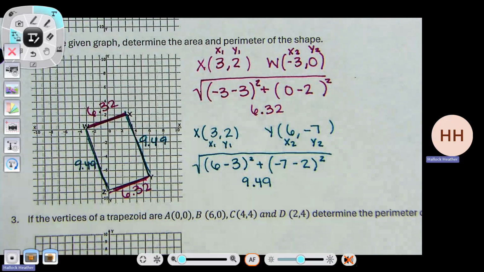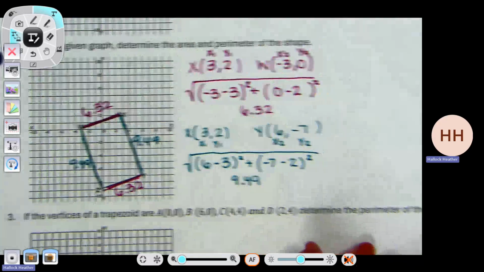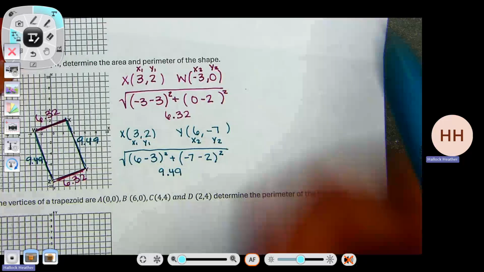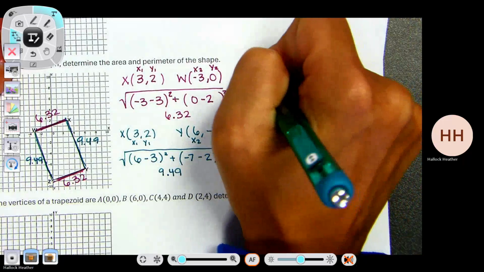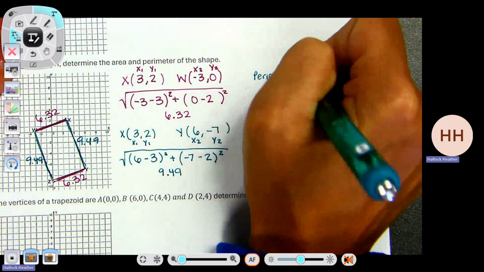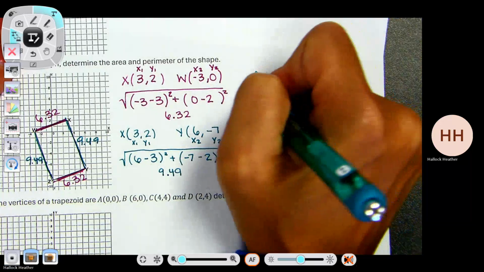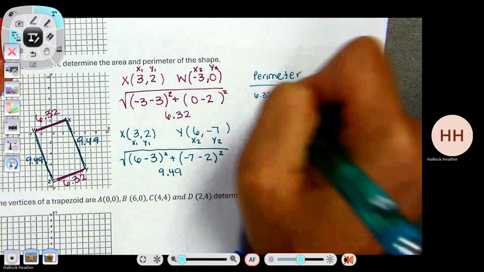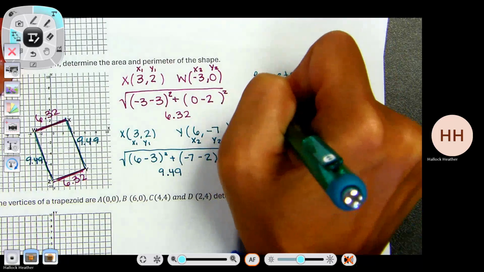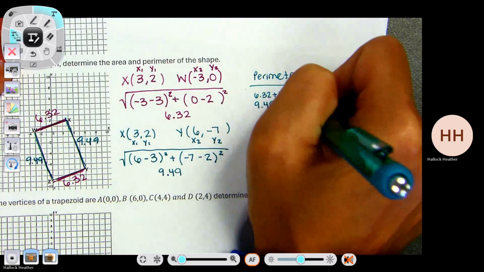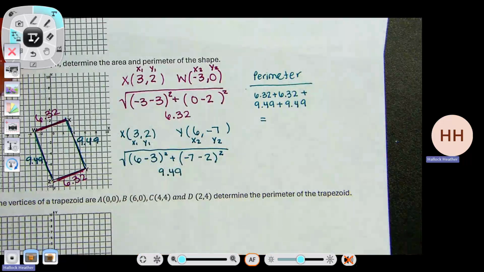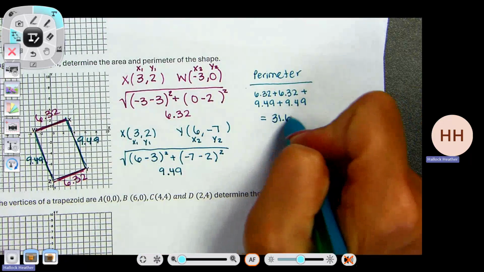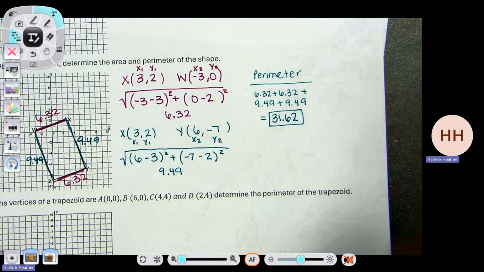Add up all the sides. So take a second. You don't have to write it all down. I'm going to write it down just in case. Some people literally just mindlessly copy everything I write, which is fine. If you know how to find perimeter, you don't really have to write it down. If I add up all 4 sides, how much do I get? Good, 31.62. That's correct. How do I find area?